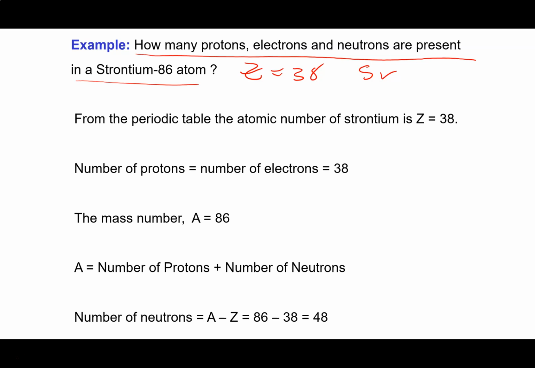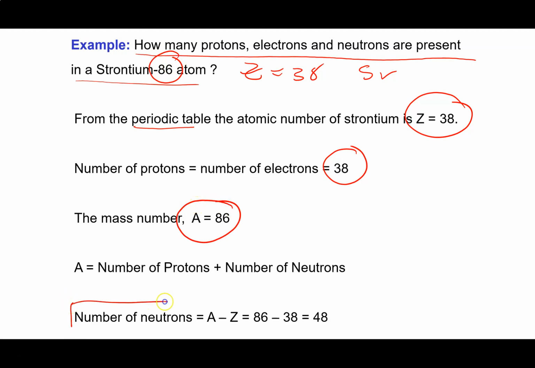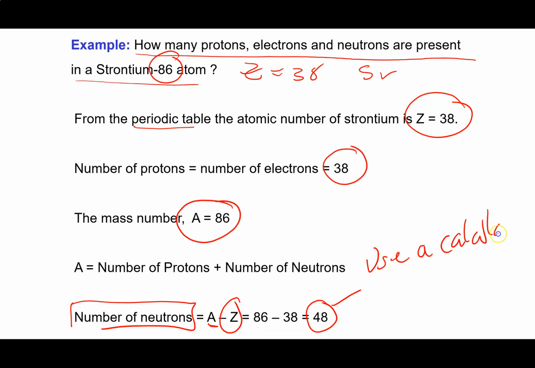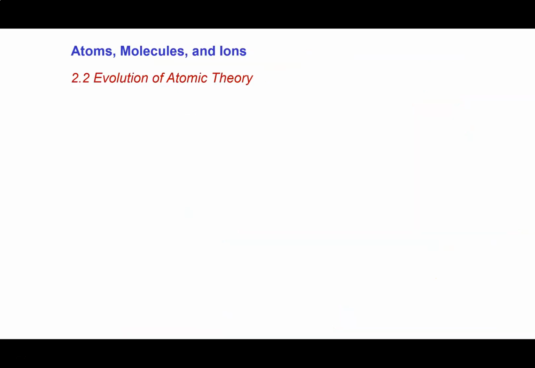So we can go ahead and now solve this pretty easily. From the periodic table, the atomic number of strontium is 38. So the number of protons equals the number of electrons, so the number of electrons is also 38. In the question, you were told that the mass number was 86. And we know that the number of neutrons is simply the mass number, the bigger number, minus the smaller number. So 86 minus 38 gives me 48. The only warning I'm going to give here is use a calculator, because it's really easy to do mental arithmetic wrong when you're a little bit stressed.